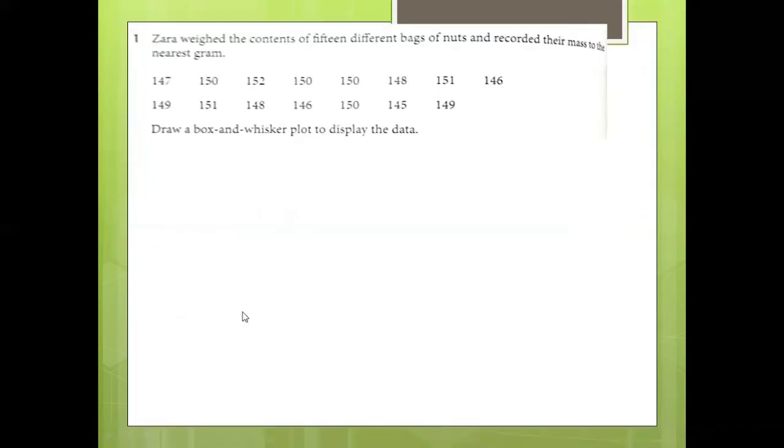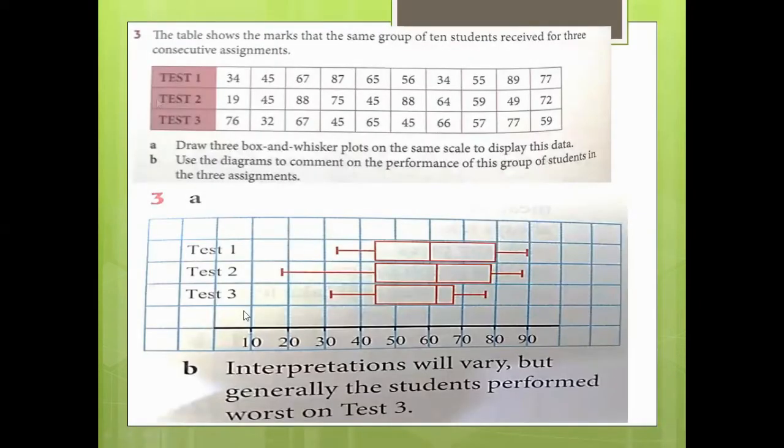So let's talk about question 3. Here we are taking 3 tests. First, we also draw the 3 box and whisker plots with the same scale. Which is your minimum number? We start from 10, then go till 90. 89 is our maximum number, so we mention 90 as our maximum scale.